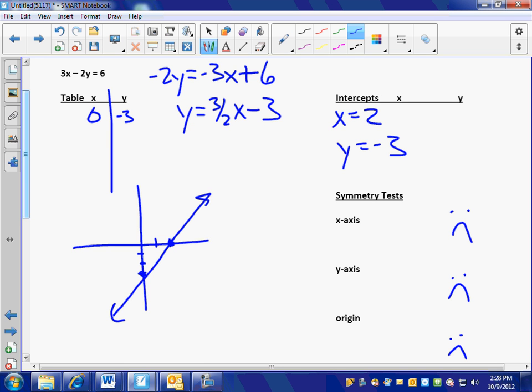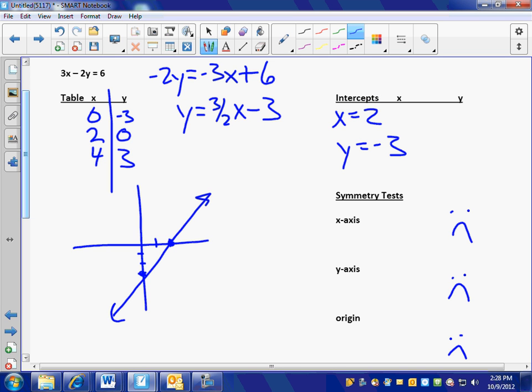Every time we plug something in, we end up dividing it by 2. So if we divide it by 2, then I should plug in what kind of numbers? Even numbers. So let's plug in 2. 2 times 3 divided by 2 is 3. Minus 3 is 0. Let's plug in another even number, 4. 4 times 3, 12 divided by 2 is 6, minus 3 is 3.